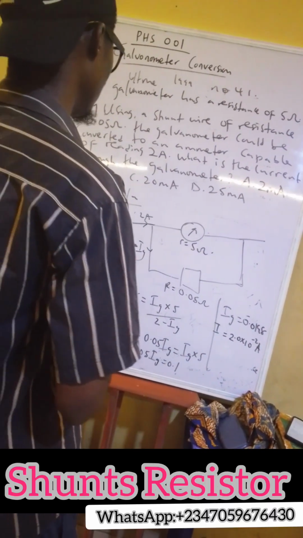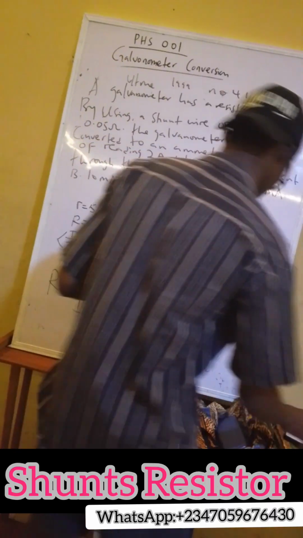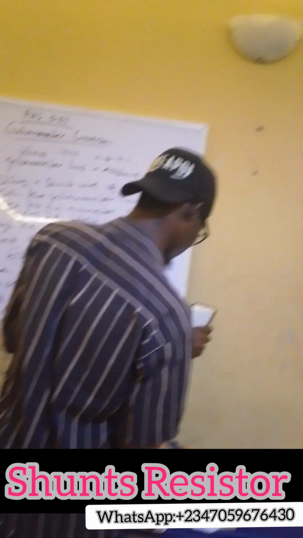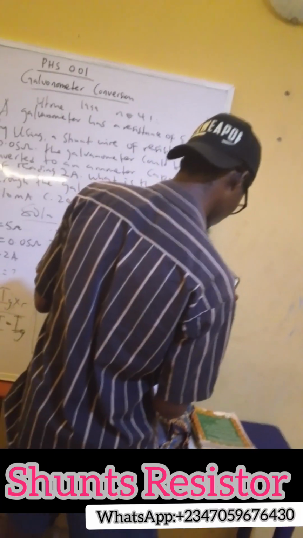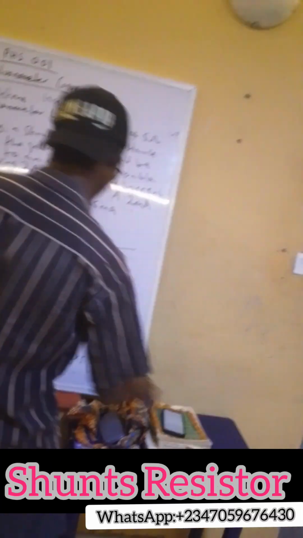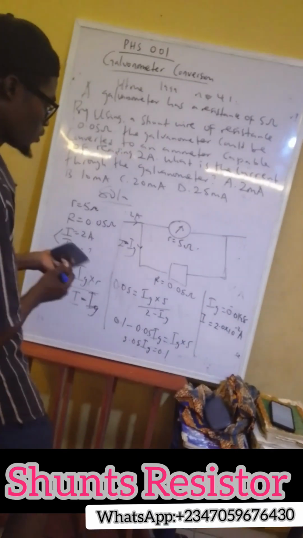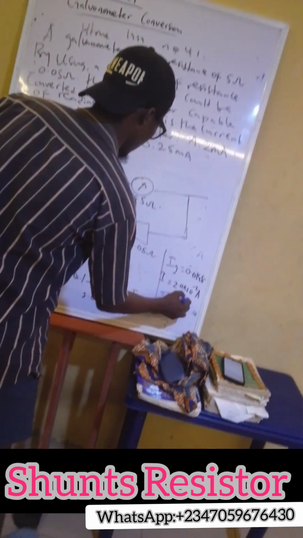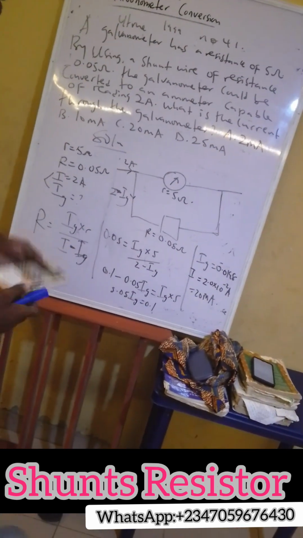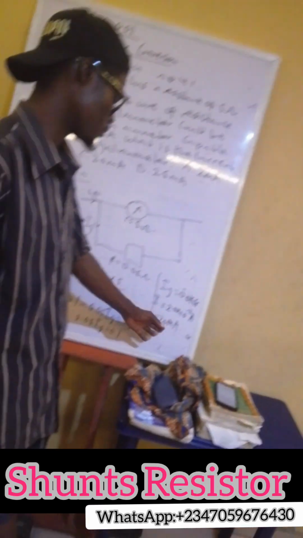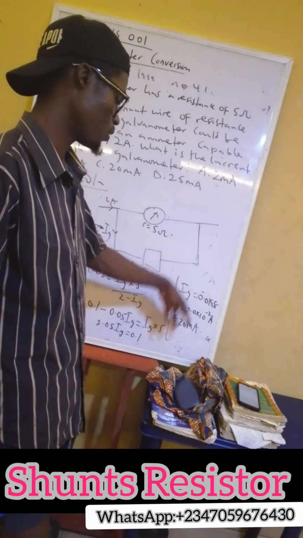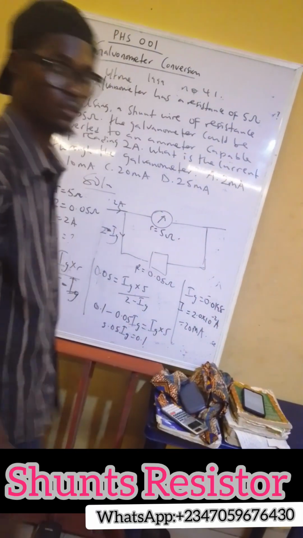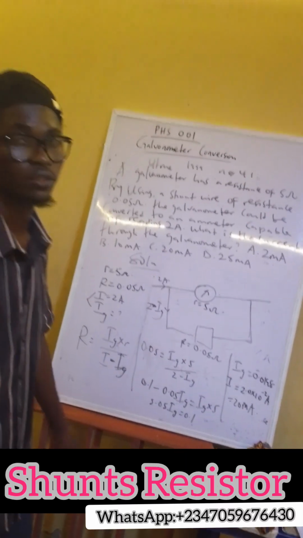So do you understand? We have 2.0 times 10 to the power minus 2, which is the same thing as 20 milliampere. Yeah, 20 milliampere. So that's all about this. Try to understand the concept about it.